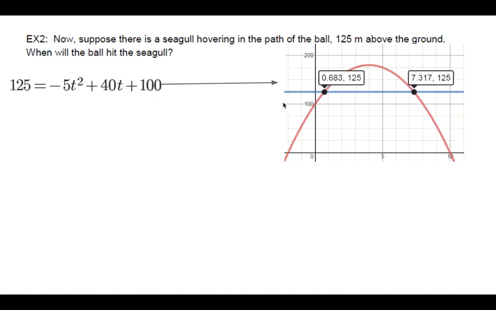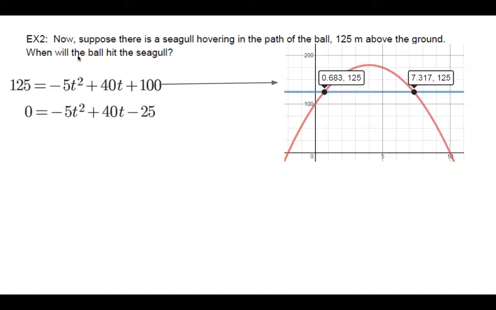This is just kind of a visual showing what's happening. If the seagull's flying at 125, the ball is going up, potentially hitting right here and then again here. It's just showing when that parabola is at 125.